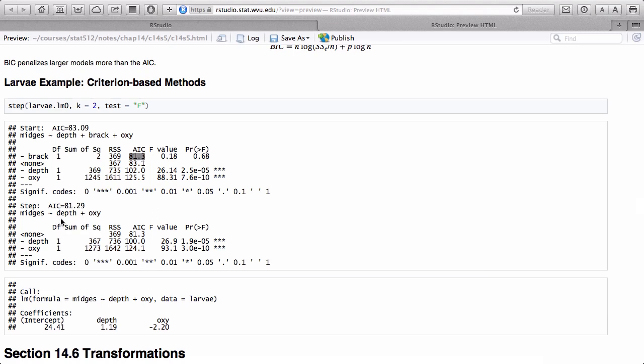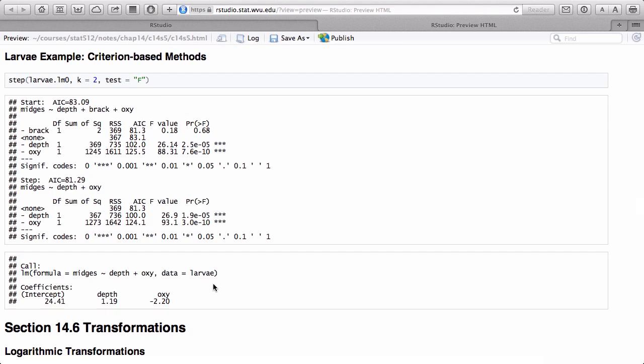And so for the next model, the AIC is 81.29. It now has depth plus oxygen. That's the none. If I try to subtract out either of these, the AIC goes up a lot, and these two are significant. So again, by using the AIC criterion of k equals 2, I end up with the same model.